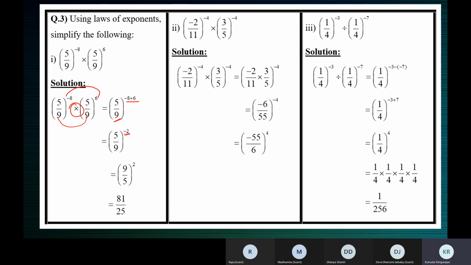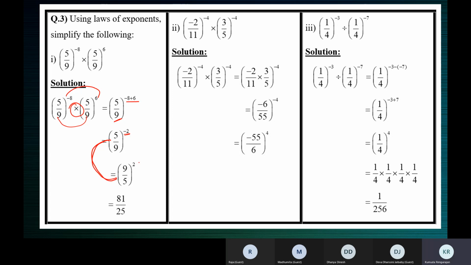Now, the power 2 is small, so you can simplify and find the value of the expression. But it's negative. It's minus 2. The number of times is negative, so we need to make it positive. For that, we need to write the equivalent of this one. So take the reciprocal of the base, 9 by 5, and write the negative of the power, 2. We are writing the equivalent.